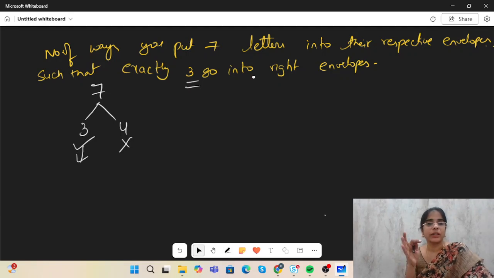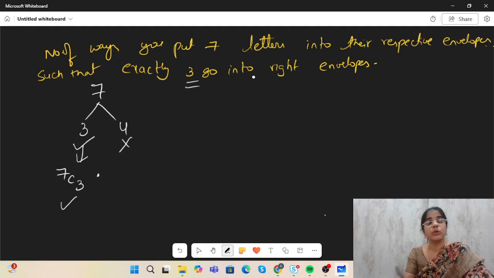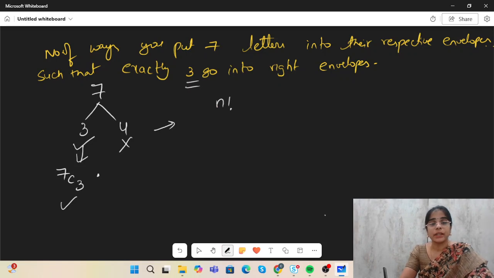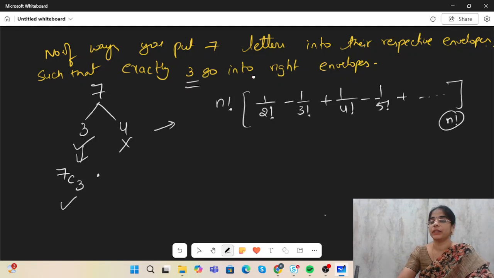Now, I got any 3 letters going into the correct envelopes. So obviously 7C3 are right. Out of 7, I am choosing any 3 and I am sending them to the right places. So that is 7C3 into, what about 4 de-arrangements? 4 de-arrangements, again, what is the formula? That is n factorial into 1 by 2 factorial minus 1 by 3 factorial plus 1 by 4 factorial minus 1 by 5 factorial plus so on, continues until you get your n factorial there, isn't it?